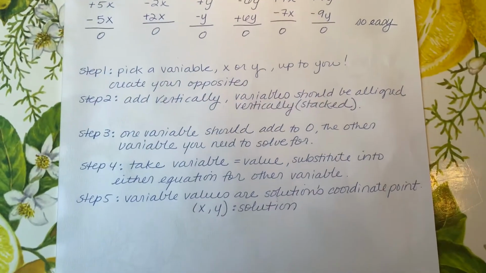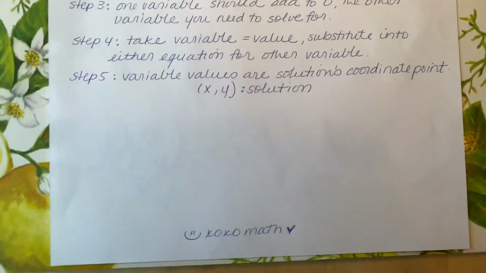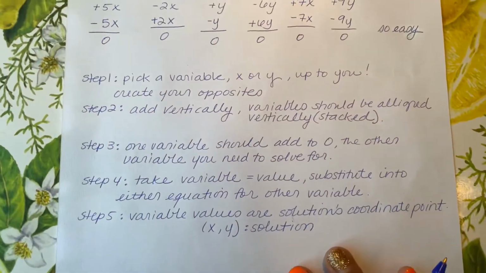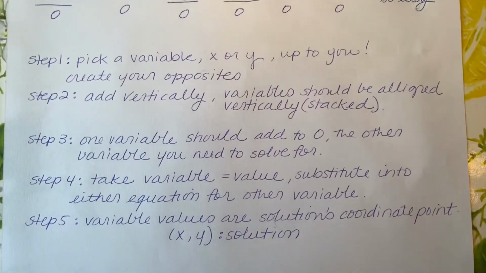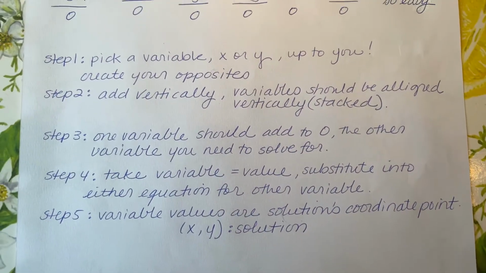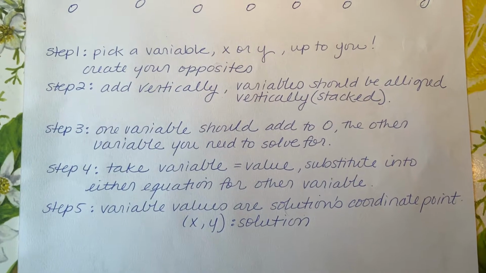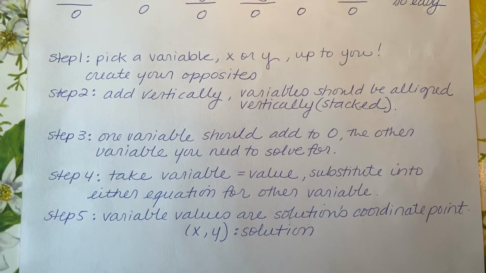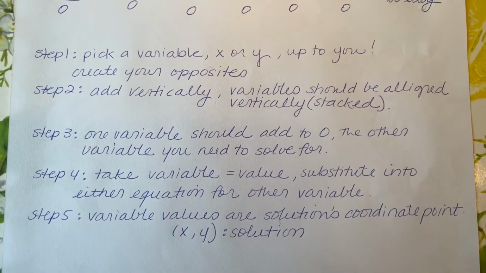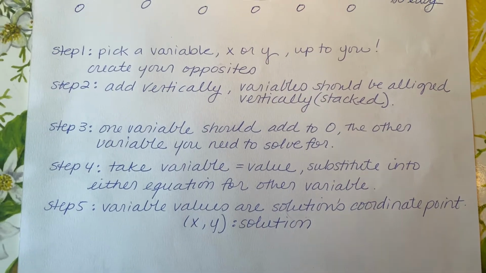Okay, so we're going to go into linear combination. Now, nothing else is written on this sheet. Okay, so I'm going to hang it just right over these steps. It says step 1, pick a variable, x or y, it's up to you. Create your opposites. Now, obviously, I'm shooting this video, so you're going to kind of have to go my way.